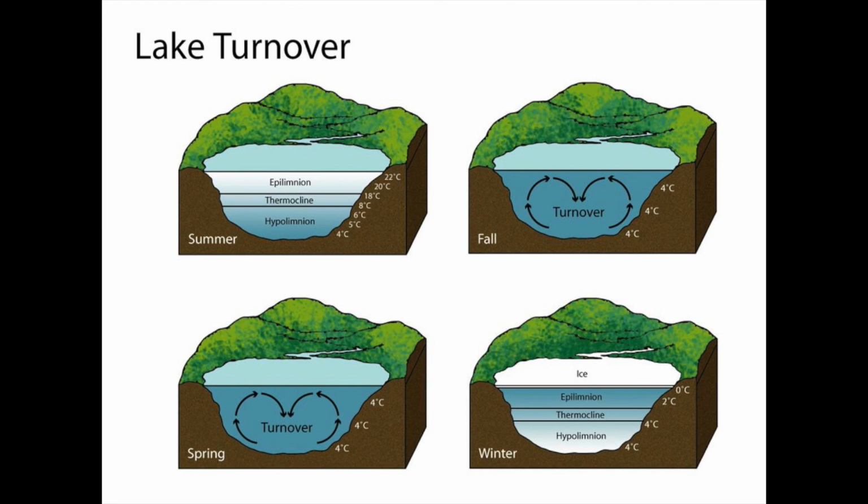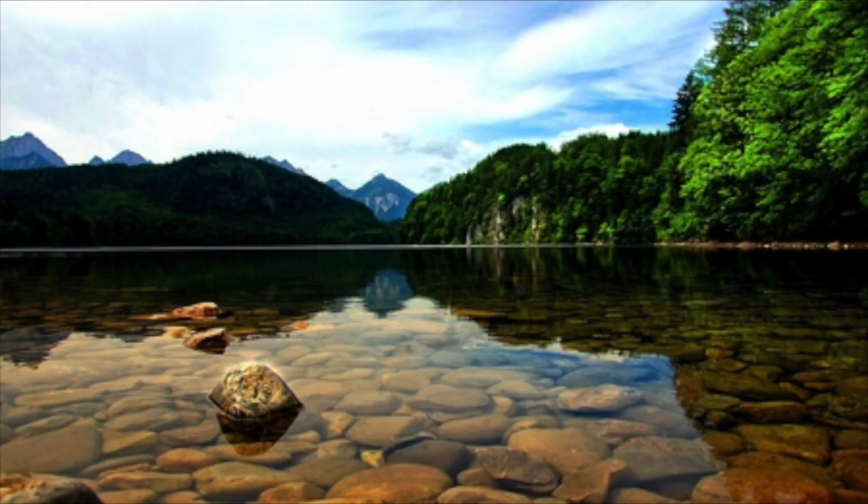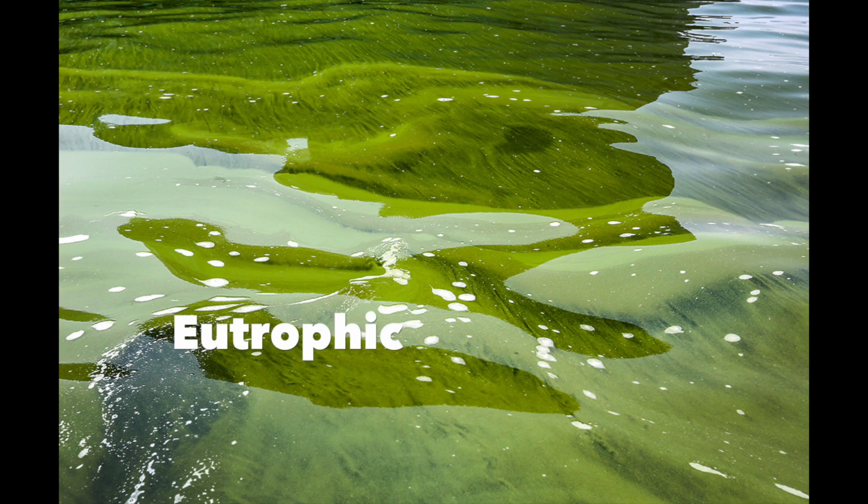Holomictic lakes have frequent turnover, and meromictic lakes have no turnover. Lakes can be categorized as oligotrophic or eutrophic. Oligotrophic lakes lack nutrients and are very clear because of the lack of primary producers, while eutrophic lakes have high turbidity due to the large amount of photosynthetic activity.